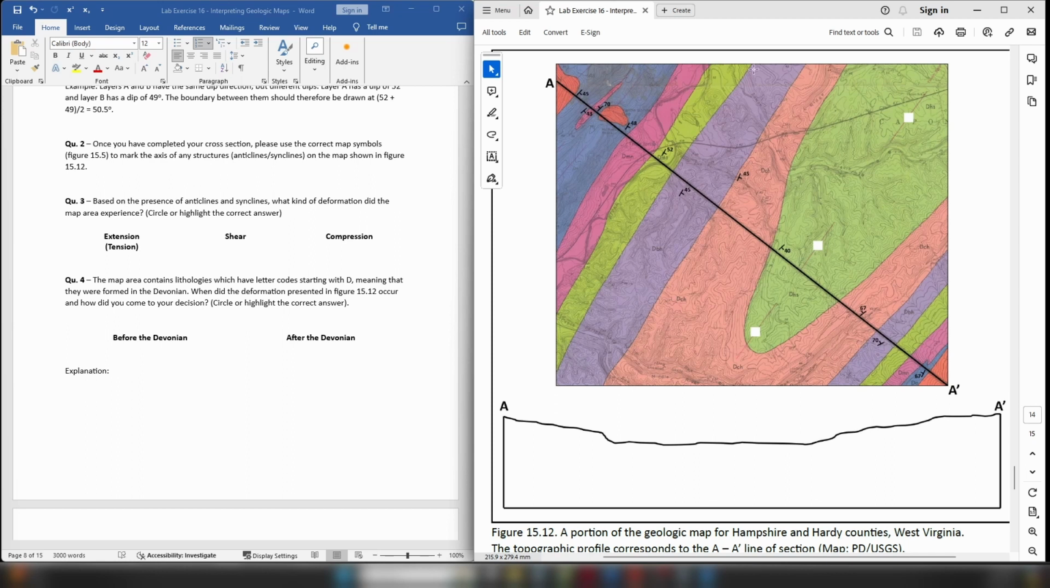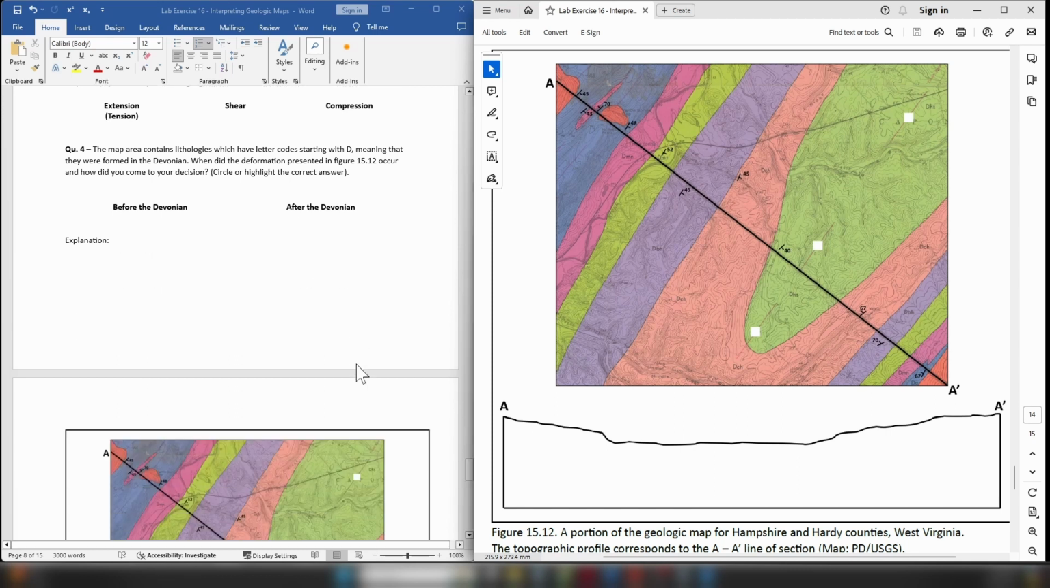So did the deformation that caused these rocks to become folded, did it occur before the Devonian, or did it occur after the Devonian? And then you're going to have to give a simple explanation, 1, 2, maybe 3 lines tops, about how you came to that decision, about how you came to the conclusion about whether the deformation, which forms the anticline and syncline that you can see in this map, occurred before the Devonian or after the Devonian.